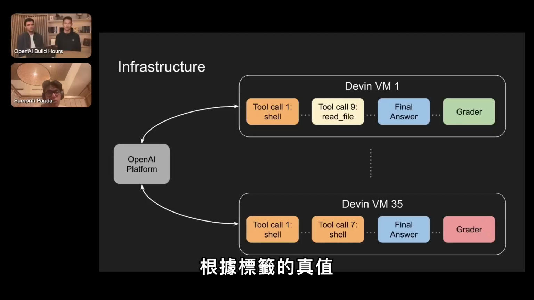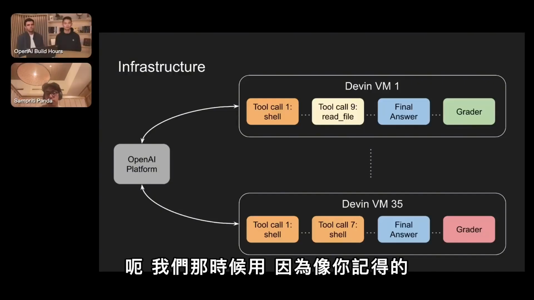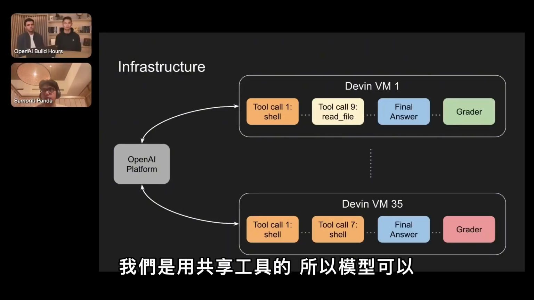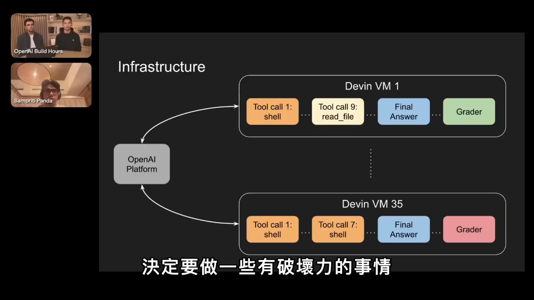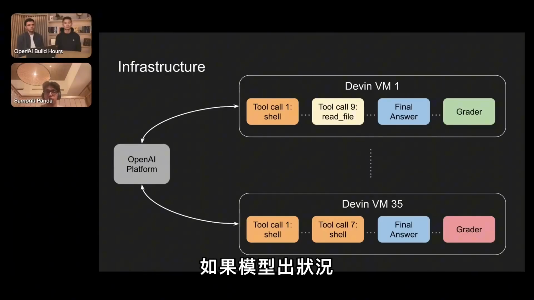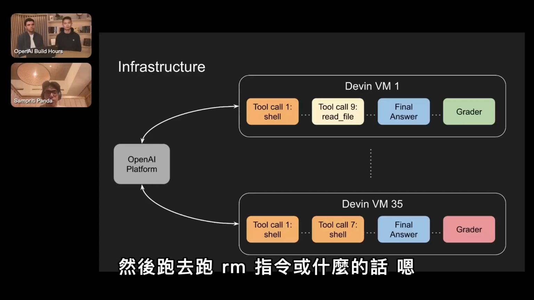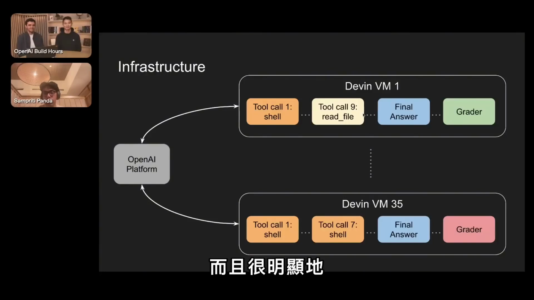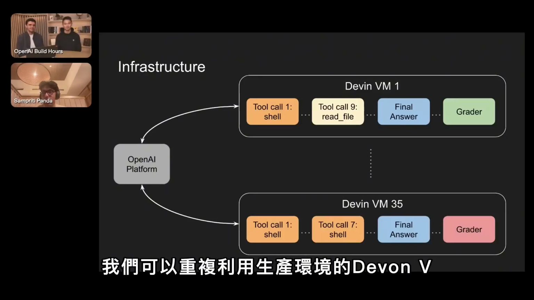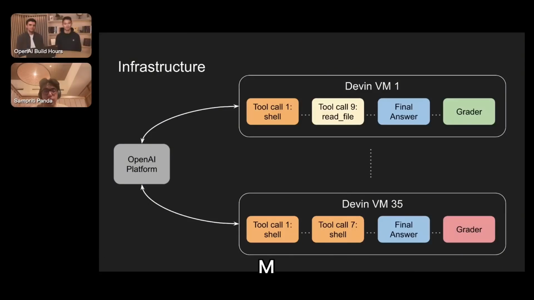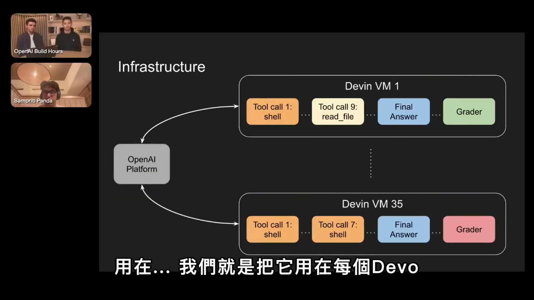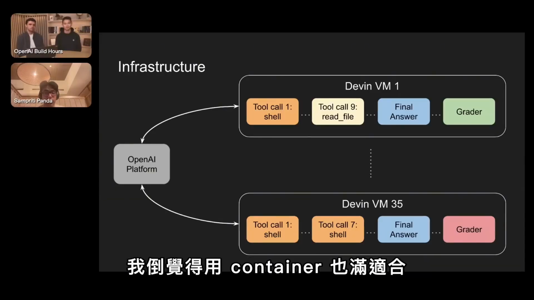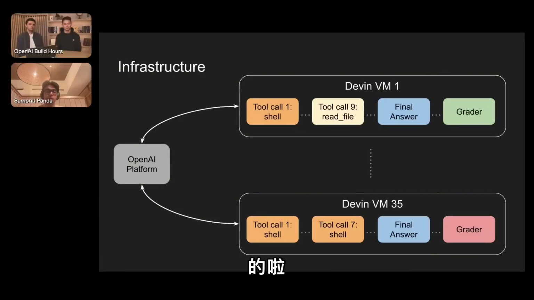In this case, we decided to go with isolated VMs because, remember, we used a shell tool, so the model could decide to do some destructive actions. We didn't want one rollout to affect the other rollouts in case the model goes crazy and runs rm -rf or something like that. And obviously we use VMs because we could reuse the production Devin VM infra where we give every Devin instance a VM, but I think containers work well for this purpose as well.